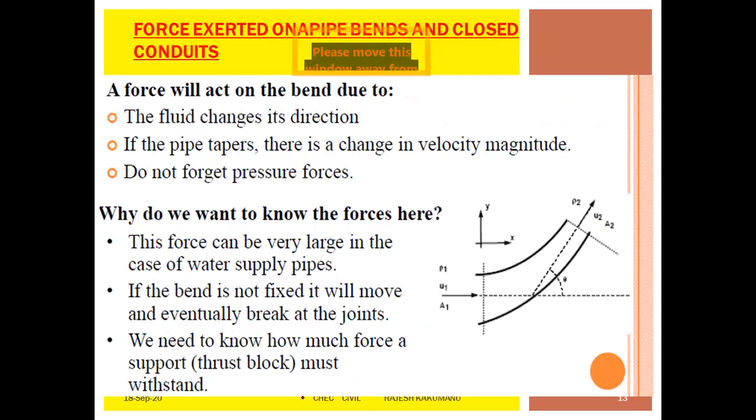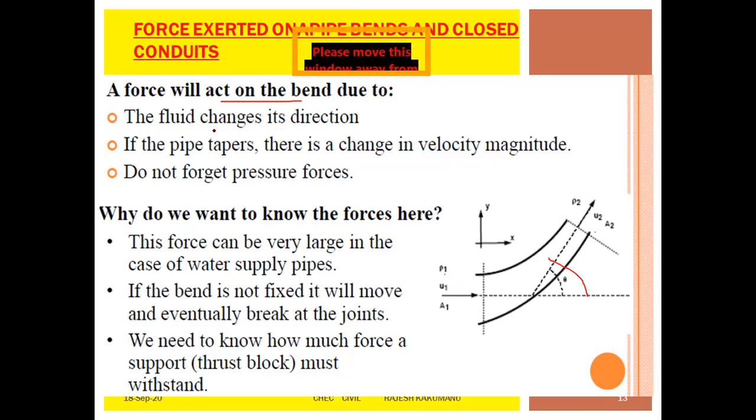Next, the third one is force exerted on bends and closed conduits. Force exerted on pipe bends and closed conduits. Here the force will act on the bend pipe. Now see the figure here. This is section 1-1, this is section 2-2. Here the area of the pipe is different. Here the initial velocity u1, the final velocity u2. Here rho1 and rho2. The axis is making some angle to the normal.